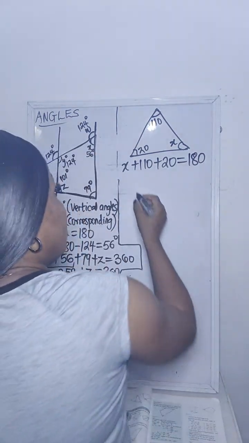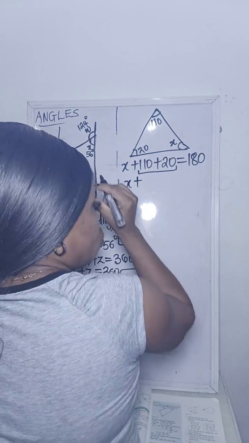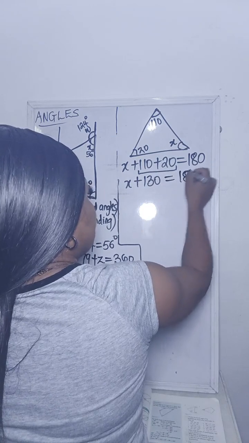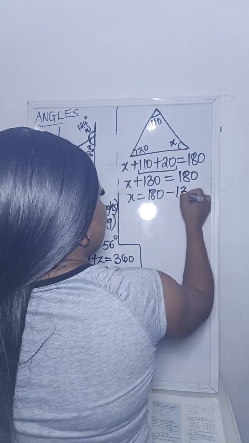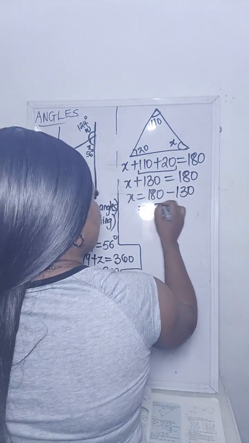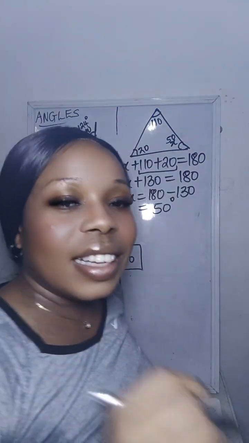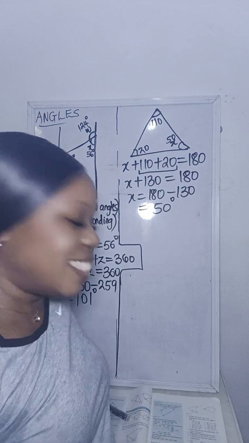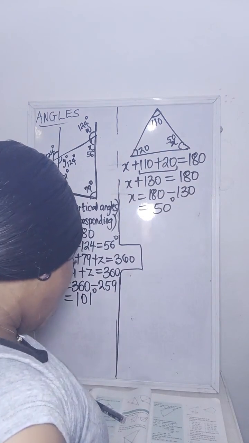So now let's add this together. 110 plus 20 would give 130. And our x equals 180 minus 130. This would give us 50 degrees. So this missing angle here is 50 degrees. Easy peasy, isn't it? Let's keep going.